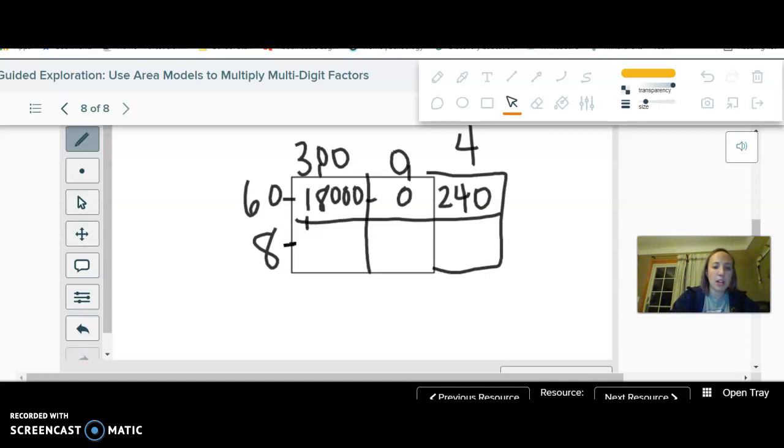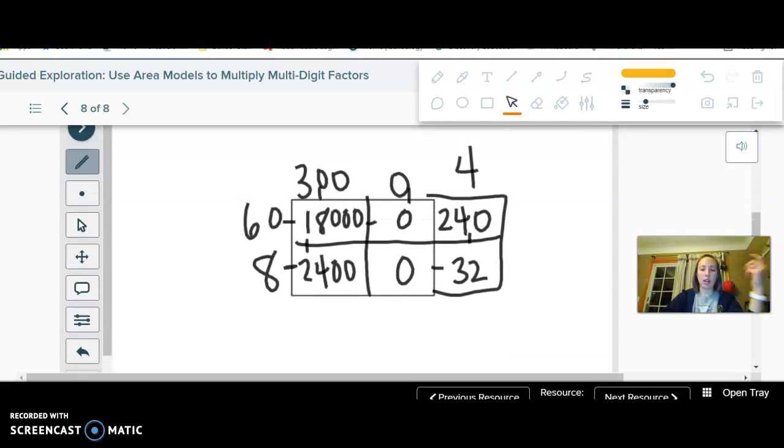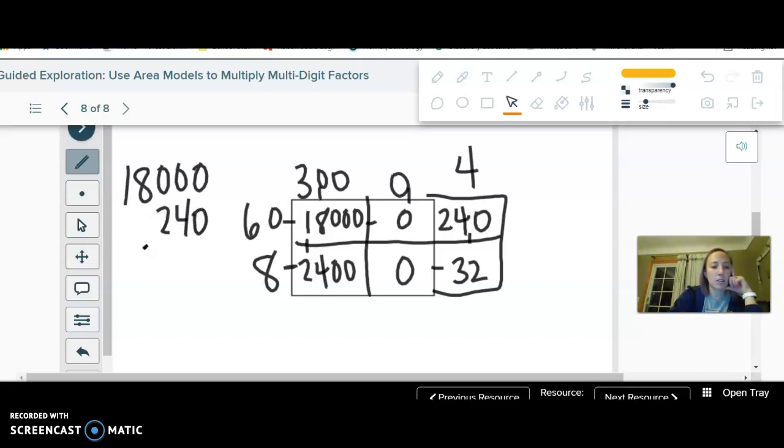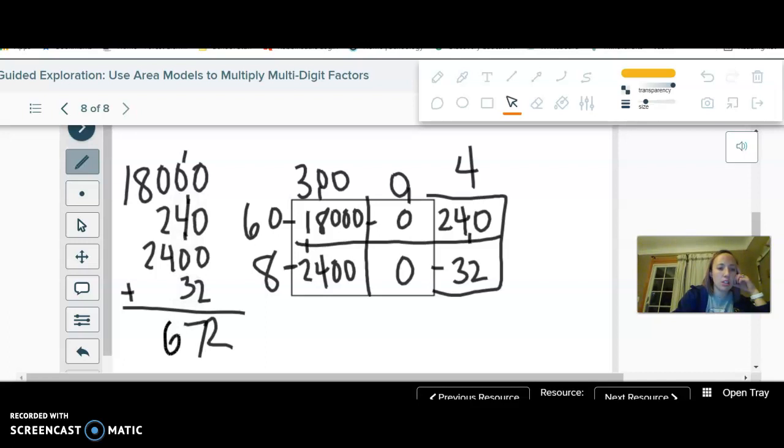Here I have 300 times 8, which is 2,400. 0 times 8 is 0. 4 times 8 is 32. And now I can just add those all up. So I'm going to do it over here. 18,000, 240, 2,400. If it helps, you can always use lined notebook paper if you're having trouble lining them up. Because if you squish some together and spread some apart, you're going to get it wrong. So just make sure I have one from each number in each column.